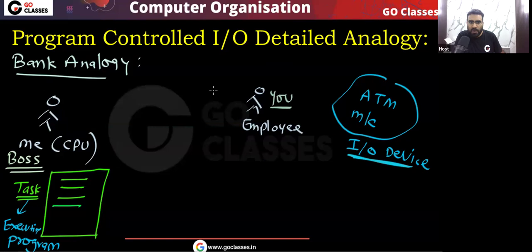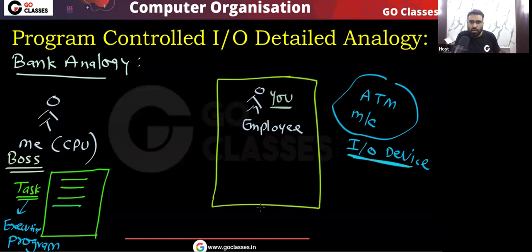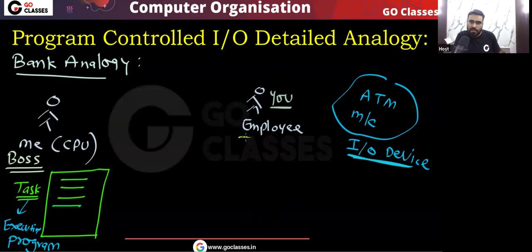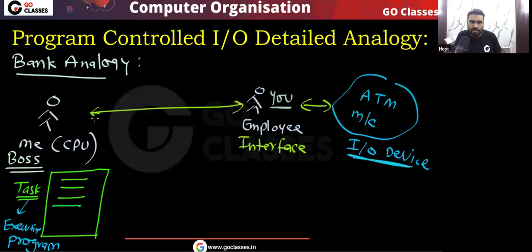So what will it do? Okay, there is an interface. So you are the interface. Let's assume, this is you. You are the interface. Remember, you are the interface. Is this clear? Very simple, like this: you are the interface between the ATM machine and the bank manager.